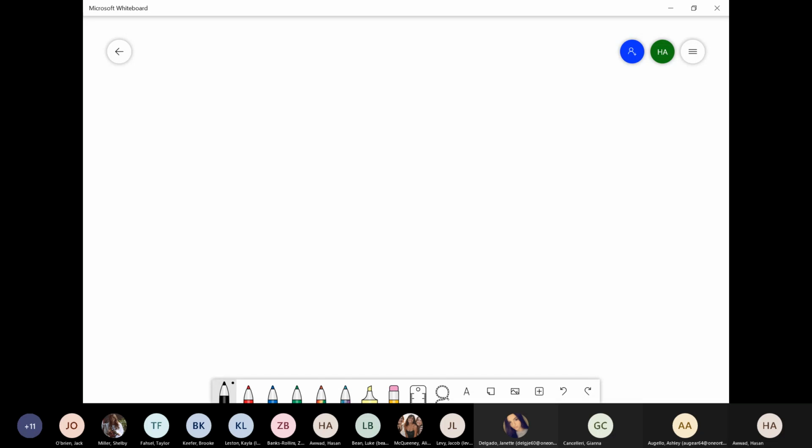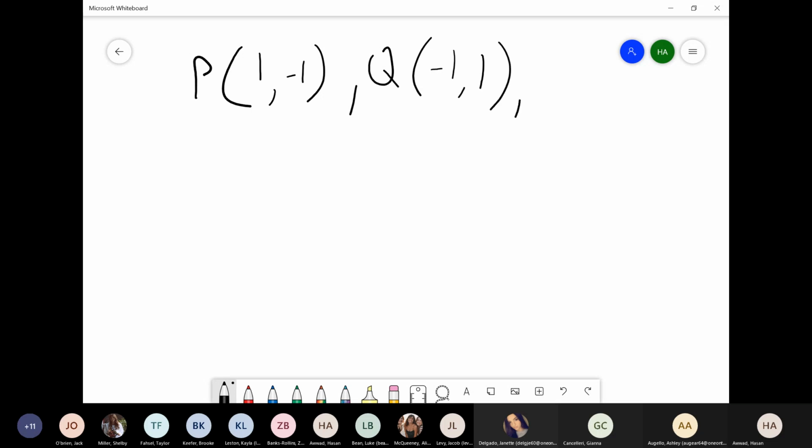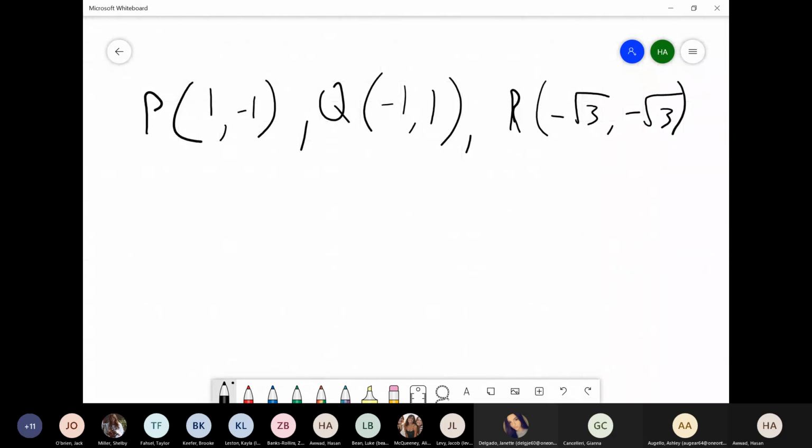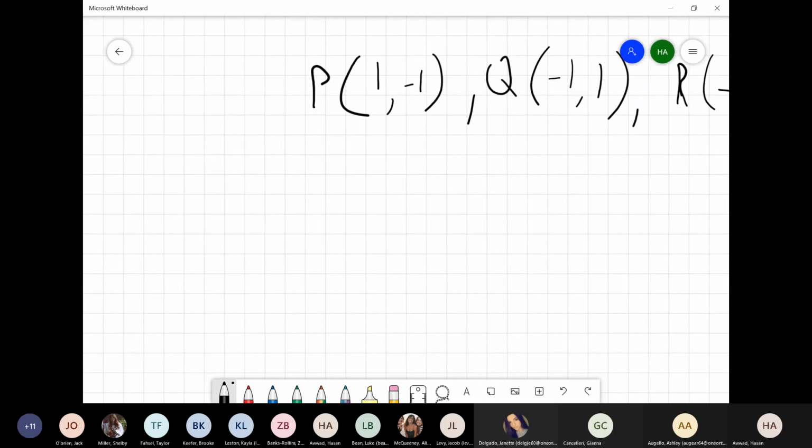Okay, so let's list out the points that we have. So we have P, which is (1, -1). We have Q, which is (-1, 1). And we have R, and R is (negative square root of 3, negative square root of 3). Okay, so I imagine that working with R was probably the biggest problem here, but we'll work one at a time. So let's do PQ first, the distance of PQ.